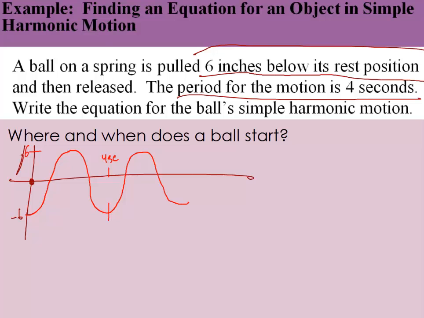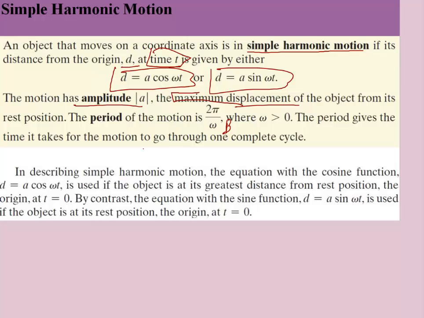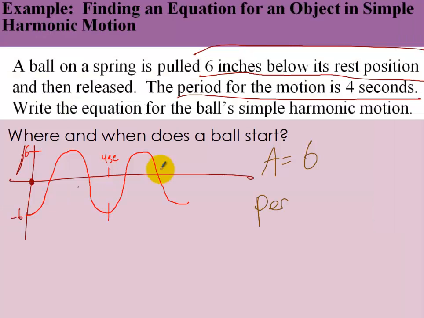So let's find some information that we know. Since this is pulled 6 inches below, that means my amplitude is going to be 6. Now the period is 4 seconds. If we're trying to create the equation for this, let's go back a slide to double check this. So to find that, I don't know the name of that W thing. I'm going to call it W for now.